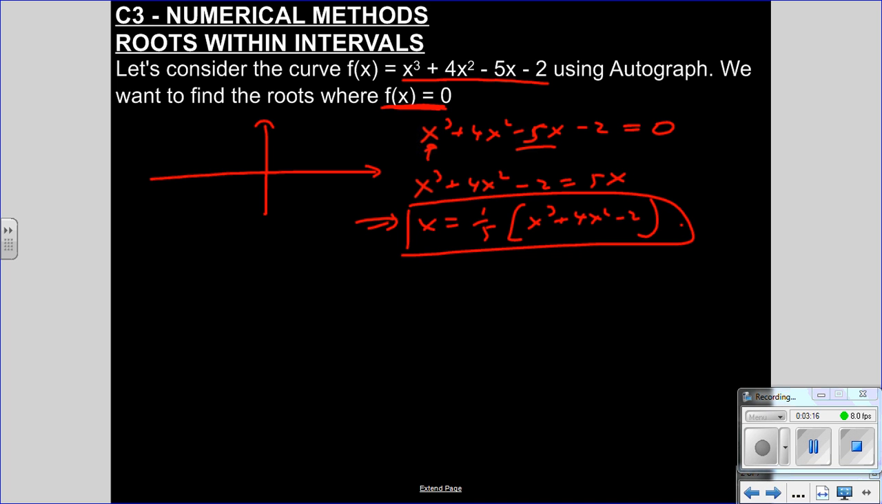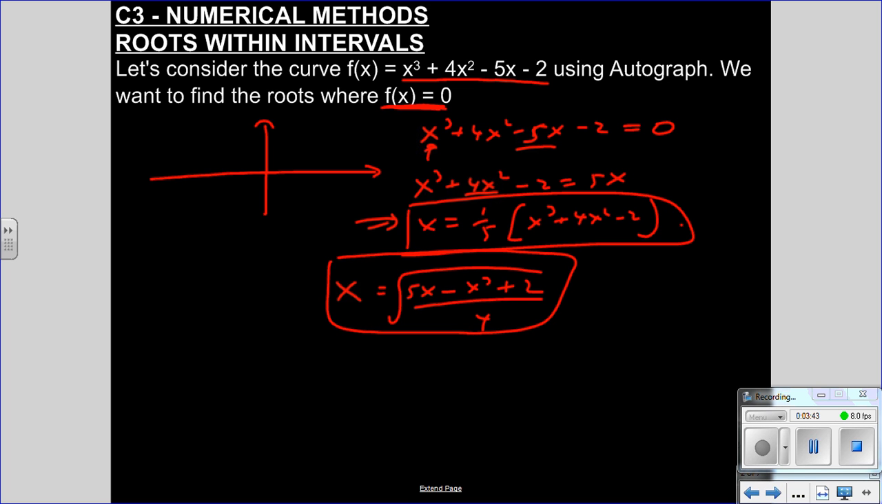Another way, I could make x squared the subject and then square root everything. So I've got 5x minus x cubed plus 2. That's my 4x squared, isn't it? Divide everything by 4, and then square root everything. Could have the plus and minus, but let's assume a positive root. That's another way of rearranging it. Another way, I could cube root everything. So move everything over to the right, x squared plus 2, and then cube root it all, right? That's another way of making x equals.